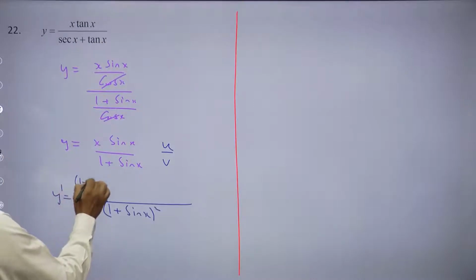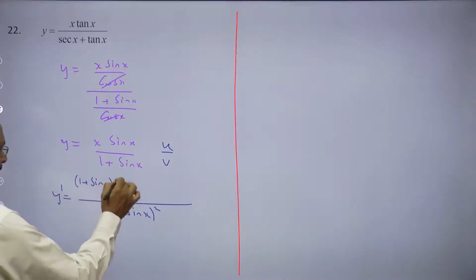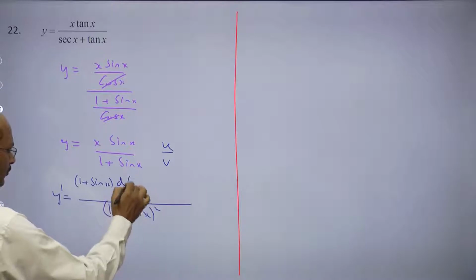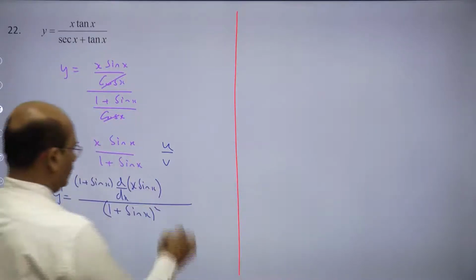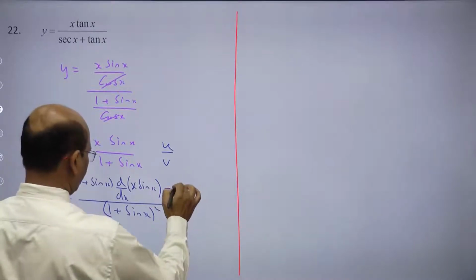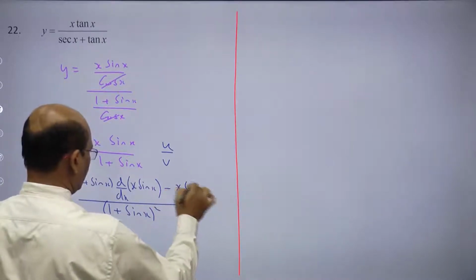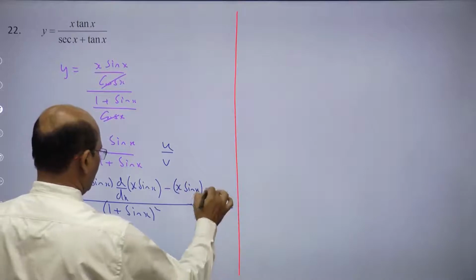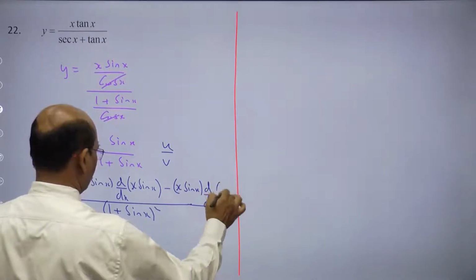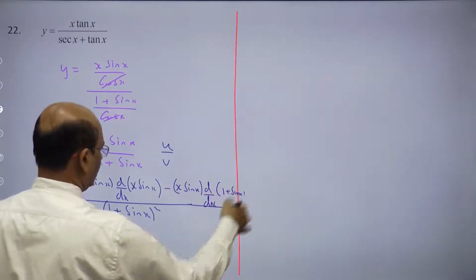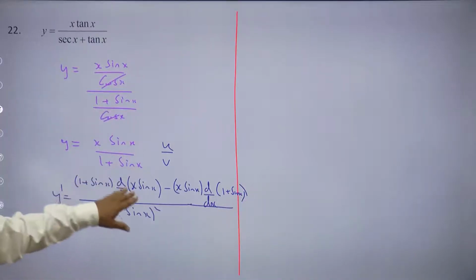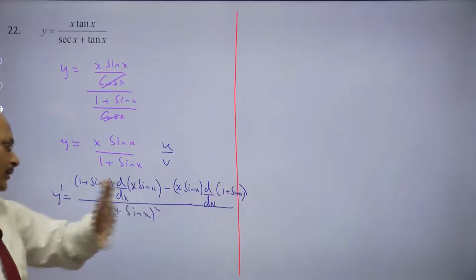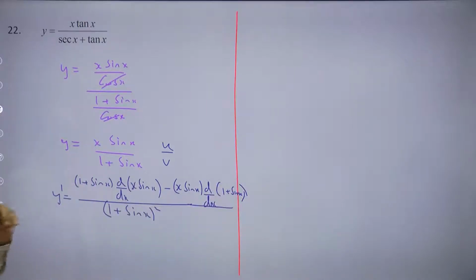V derivative of u, minus u derivative of v. Okay, I think I am very clear about this now. So, v derivative of u minus u derivative of v. Okay, great. Now, I want you to pay attention to something. Let us go ahead with the working.